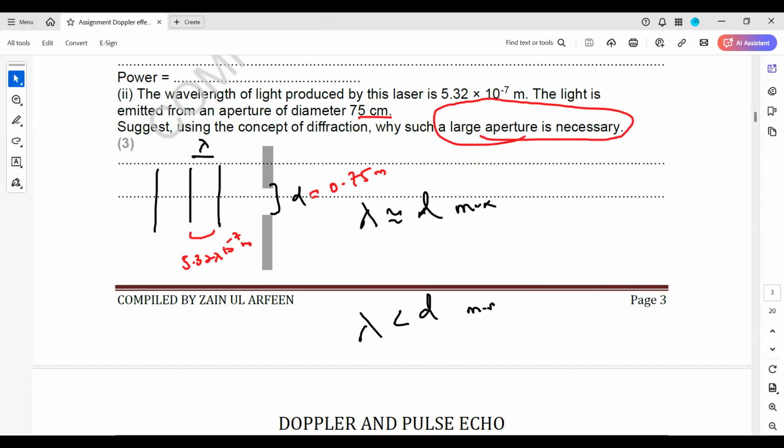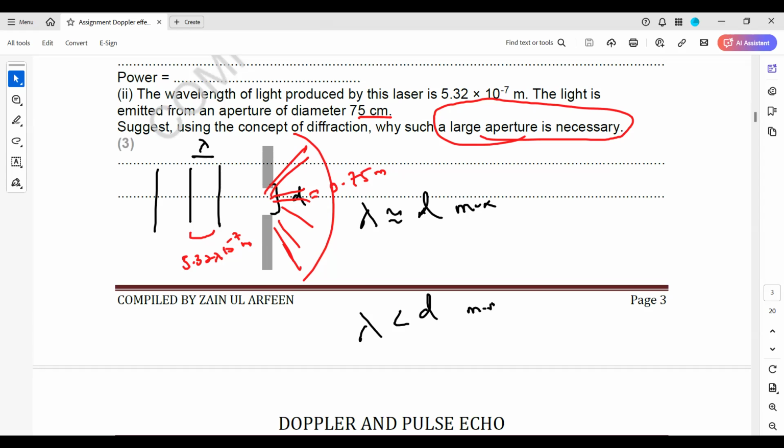As a result of diffraction, as the light comes out from this aperture, the light will spread out if the wavelength is equal to the aperture size. But because the wavelength in this case is shorter than the gap size, we'll have minimum diffraction. And when the diffraction increases, the intensity of the signal will decrease. So when the aperture is much greater than the wavelength, we have minimum diffraction, so we'll get maximum intensity of the signal.